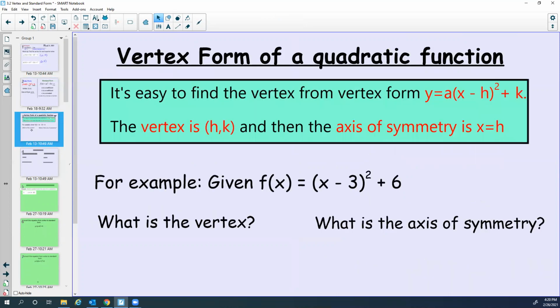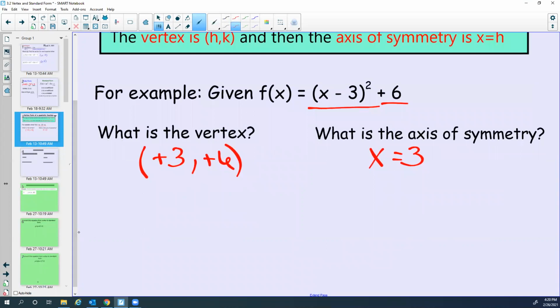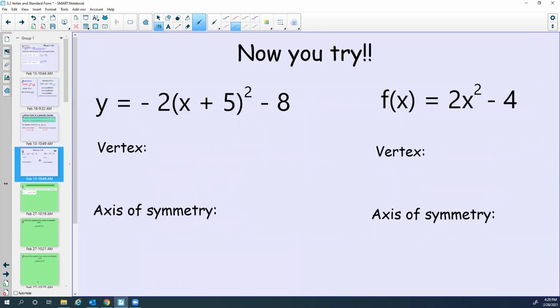All right, so vertex form. Vertex form, it's easy to find the vertex, like we said. I have, in this case, f of x equals x minus 3 squared plus 6. I see this in parentheses squared and then the plus 6. So my vertex is going to be positive 3, positive 6. My axis of symmetry is going to be x equals 3.